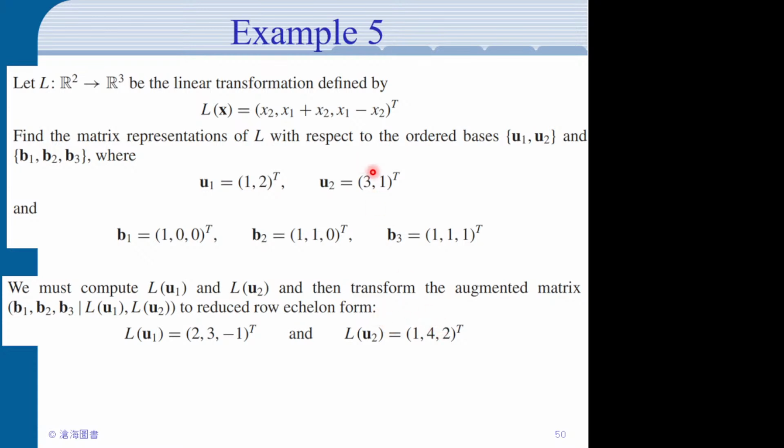U2 got mapped to, so U2 is 3, 1, and x2 equals 1, so it's 1, and x1 plus x2, so 1 plus 3 equals 4, and x1 minus x2, so 3 minus 1 equals 2. So L of U1 and L of U2 in standard basis is what I found. Now we want to find this as a linear combination of B1, B2, B3, and this as a linear combination of B1, B2, B3. And so we can apply B inverse. We want to apply B inverse on both of them. Okay, so let's write B first.